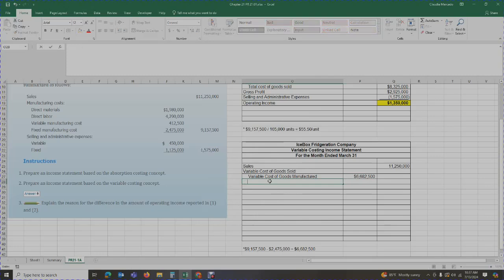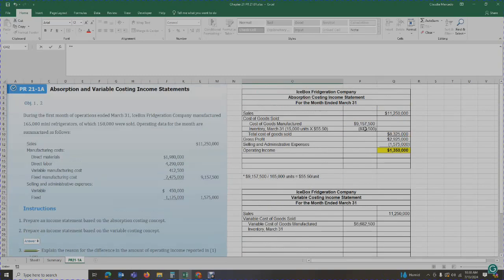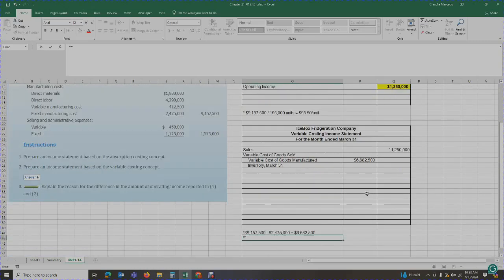And then we're going to deduct our ending inventory, because remember we do have those 15,000 units that we did not sell that we're going to carry forward for next month. Now we're going to have a calculation for that one. So now my variable cost of goods manufactured has changed. It's now 6,682,500. Up here it was 9,157,500 that we were splitting. Here the split is being made on the variable cost of goods manufactured only.